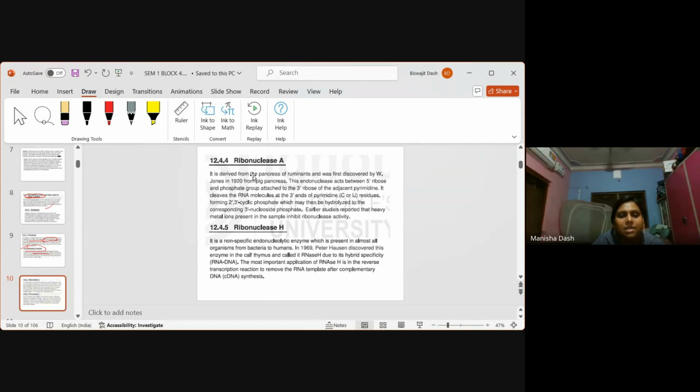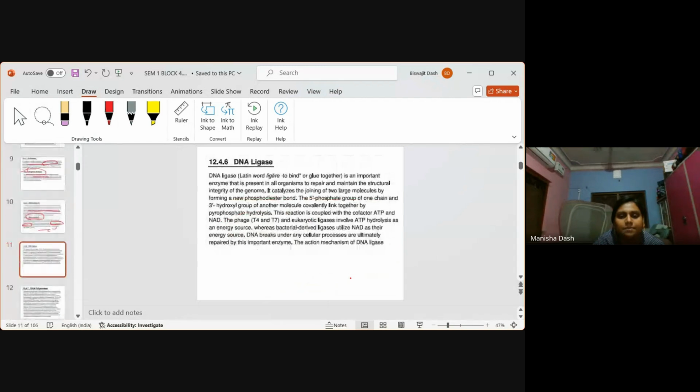Then there is ribonuclease A. It cleaves the RNA molecule at the 3' end of the pyrimidine, that is C or U residue. So it can act only upon an RNA molecule, and specifically when the base is a pyrimidine, that is either cytosine or uracil. Then similarly there is ribonuclease H. It is a non-specific endonucleolytic enzyme which is present in almost all organisms from bacteria to human. Its specialization is that it will act upon the hybrid. That means when there is a complex of DNA and RNA, ribonuclease H can cleave the hybrid molecule, which is a combination of both DNA and RNA.